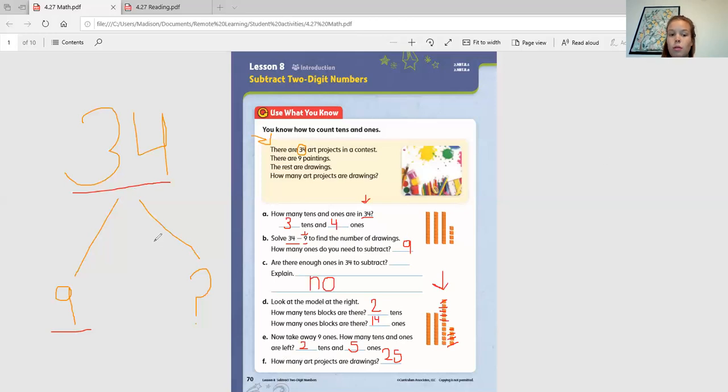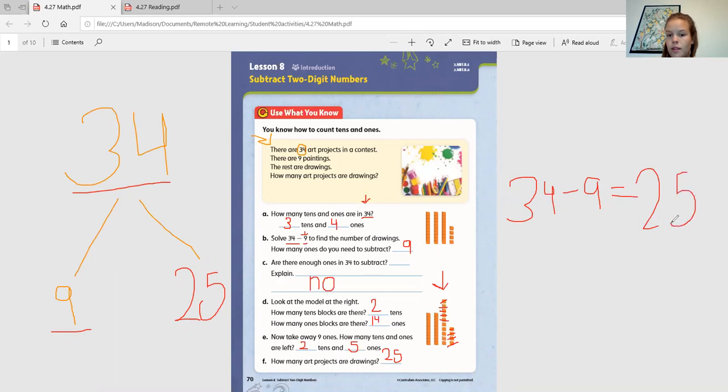So if I write my new number bond, I can erase that question mark and put in the number 25. And if I had the equation written out that we were doing of 34 minus 9, I now have that equaling 25. There we go.